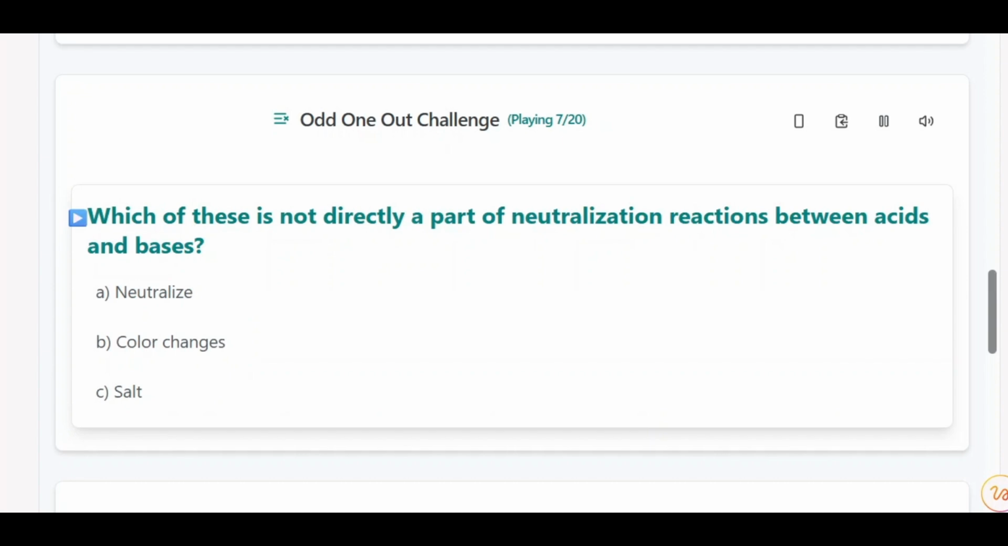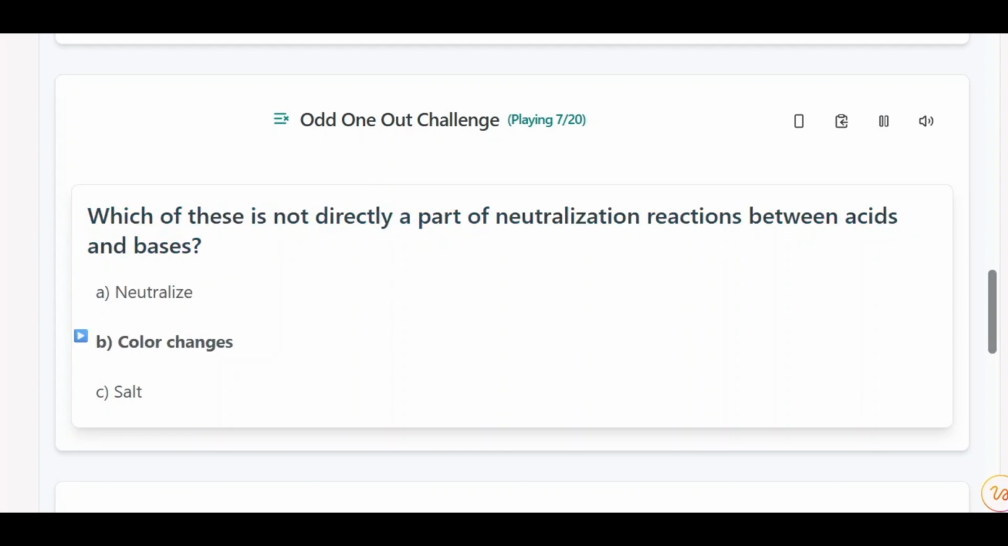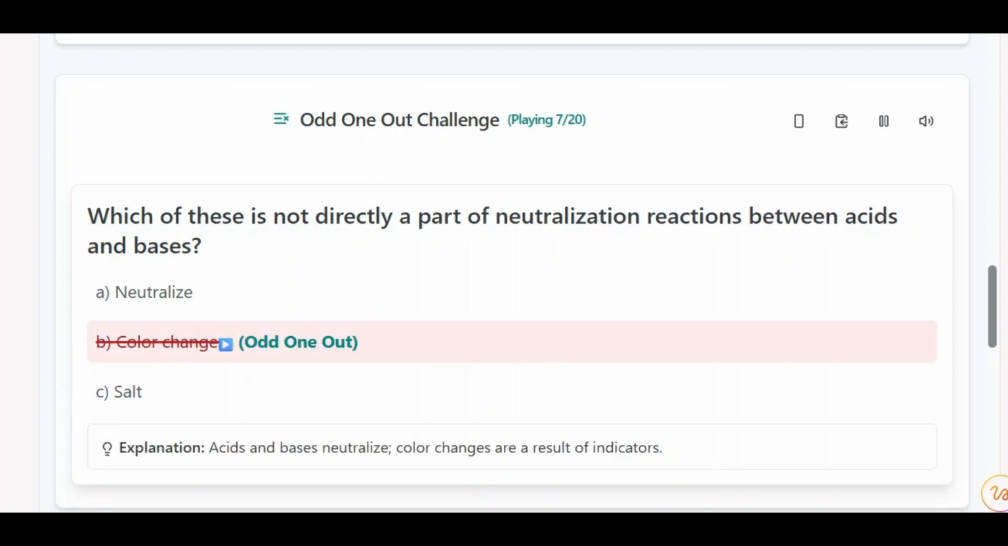Which of these is not directly a part of neutralization reactions between acids and bases? Neutralize. Color changes. Salt. The odd one out is color changes, because acids and bases neutralize, while color changes are a result of indicators.